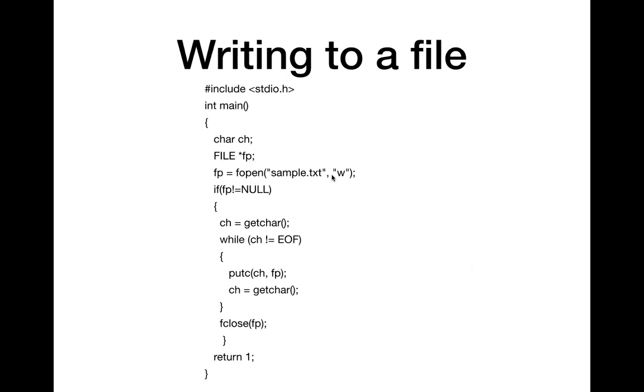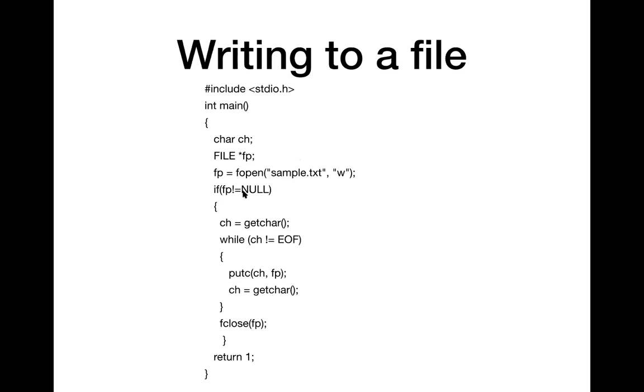Open the file in write mode. Okay. So please remember, when I'm opening the file in write mode, if this sample.txt is already existing, the contents of the file will be erased. If the file is not existing, a new file will be created. Okay, now assign it to FP.